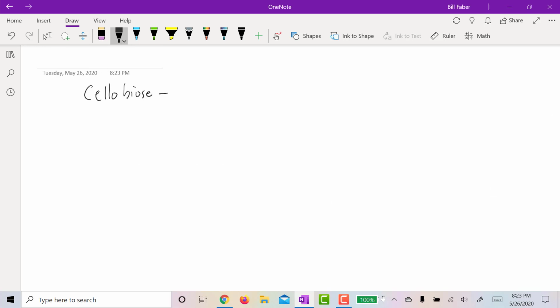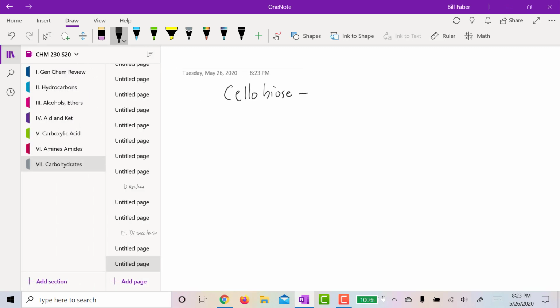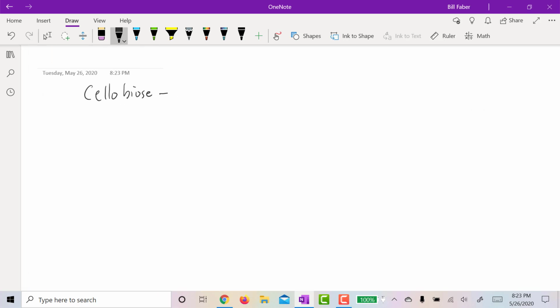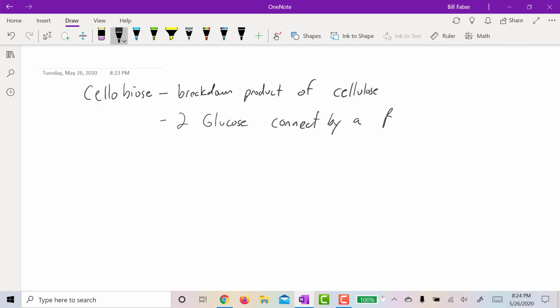And this is a similar thing. You notice I said maltose is a breakdown product of starch. This is a breakdown product of cellulose, which is a polysaccharide. You'll see that at the end of this video. And this is actually 2 glucose connected by a beta 1,4 linkage.